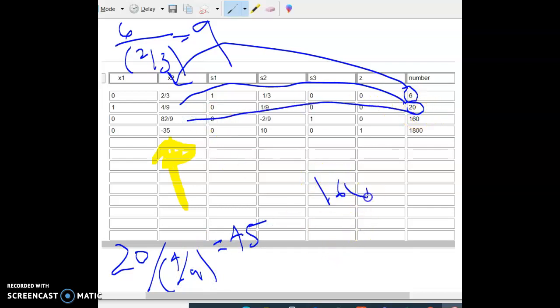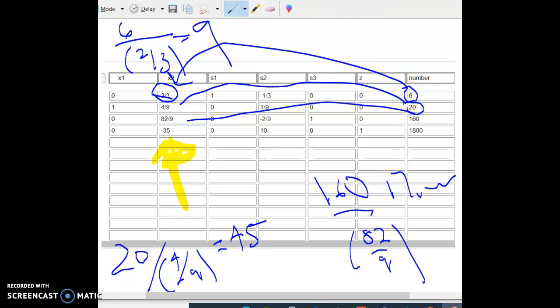So 160 divided by, what is that? And again, put in parentheses, 82 ninths. So I'm going to do that on a calculator. 160 divided by, and then again, you want to group your fraction, 82 divided by 9. So that is 17 point something. So my lowest ratio, it appears, is 6 divided by 2/3, okay, which is my 9. So I know my pivot's going to be here.